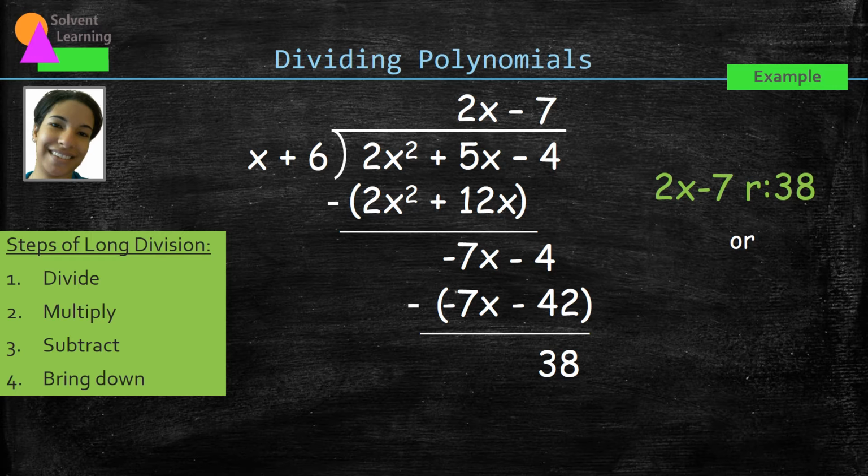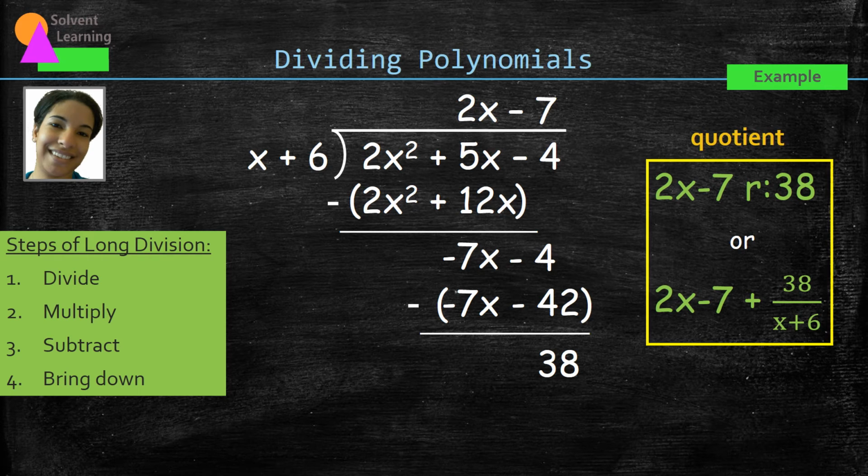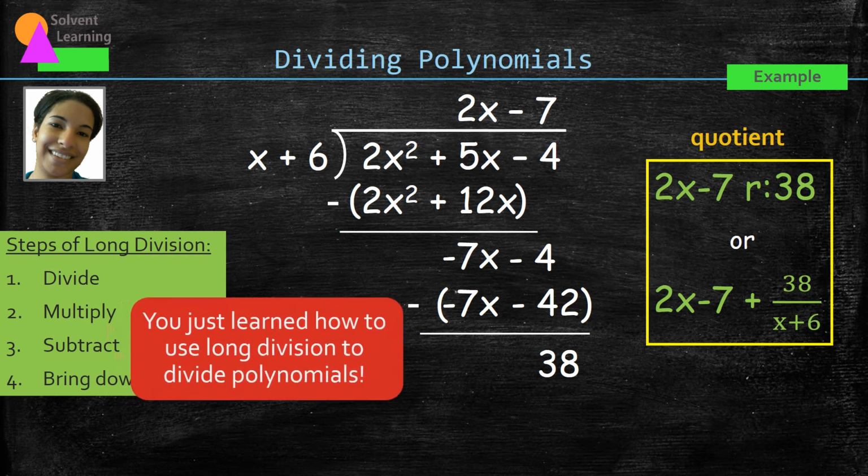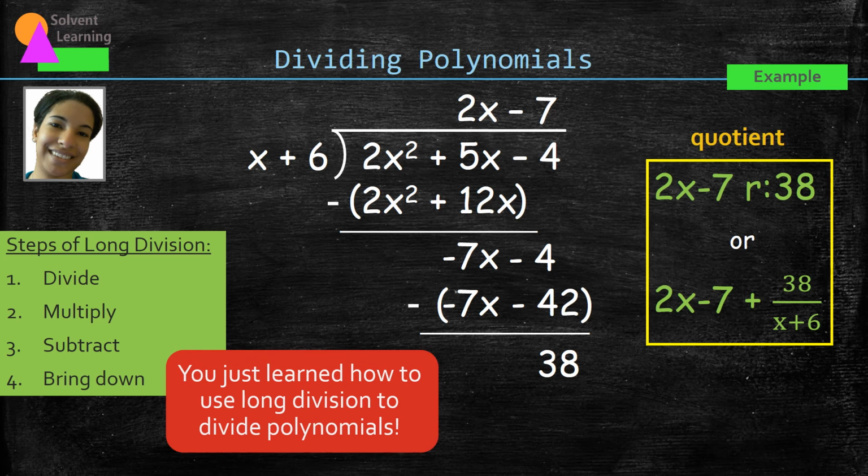Or we can write our remainder as a fraction. 2x minus 7 plus 38 over x plus 6. The remainder becomes the numerator of the fraction, and the divisor becomes the denominator. So here's our answer, which we call the quotient, written both ways. You just learned how to use long division to divide polynomials. Great job!